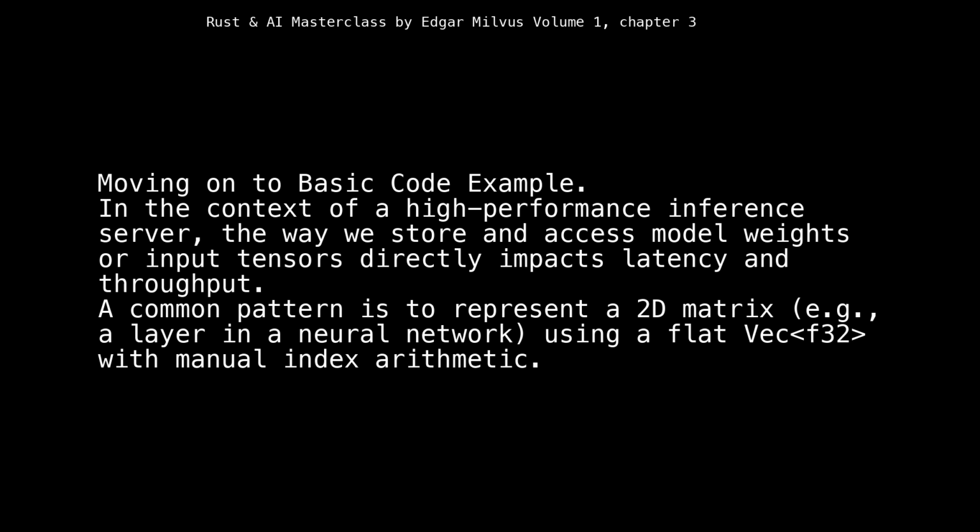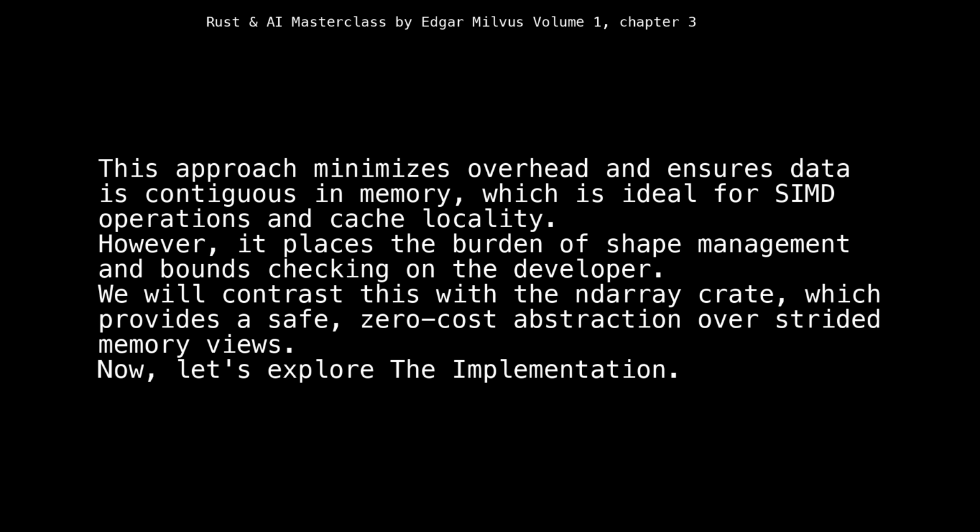Moving on to basic code example. In the context of a high-performance inference server, the way we store and access model weights or input tensors directly impacts latency and throughput. A common pattern is to represent a 2D matrix, e.g., a layer in a neural network, using a flat Vec F32 with manual index arithmetic. This approach minimizes overhead and ensures data is contiguous in memory, which is ideal for SIMD operations and cache locality. However, it places the burden of shape management and bounds checking on the developer. We will contrast this with the ndarray crate, which provides a safe, zero-cost abstraction over strided memory views.